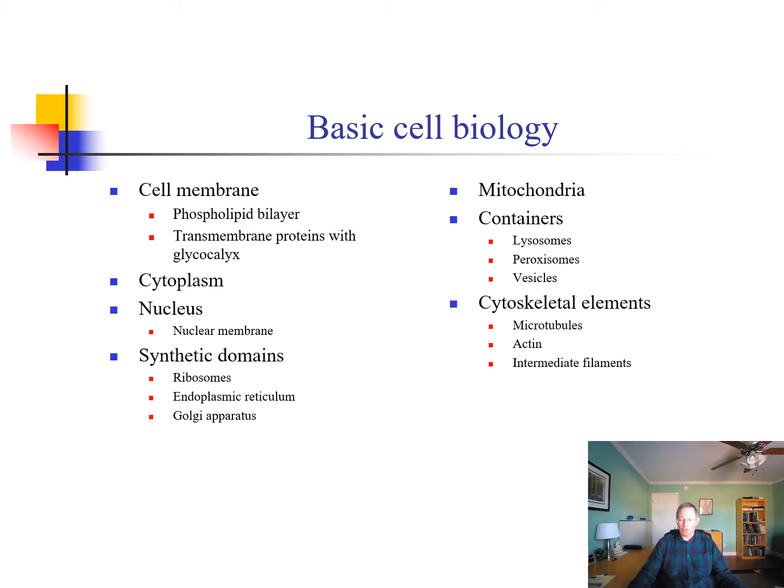Now, the nucleus will contain your DNA. That DNA will provide instructions that will go through that nuclear pore complex to make things, such as proteins. And those proteins are going to be made in many different synthetic domains. There can be proteins made on ribosomes, which are free-floating in the cytosol. They also can be in the endoplasmic reticulum.